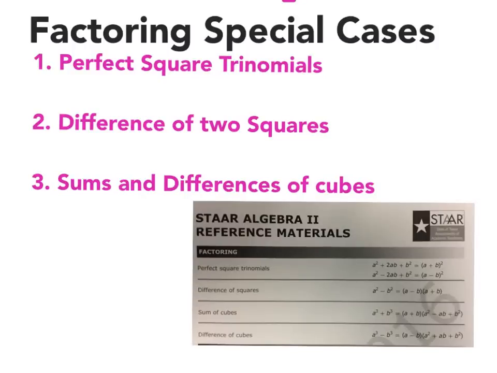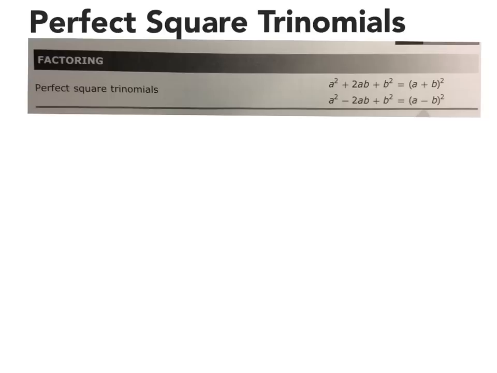Hello! In this video we're talking about factoring special cases. Those special cases are perfect square trinomials, difference of two squares, and sum and difference of cubes. Let's jump into it. First up are perfect square trinomials.